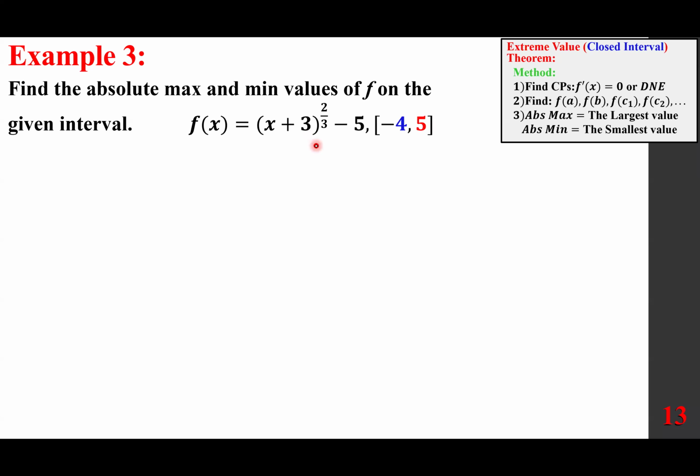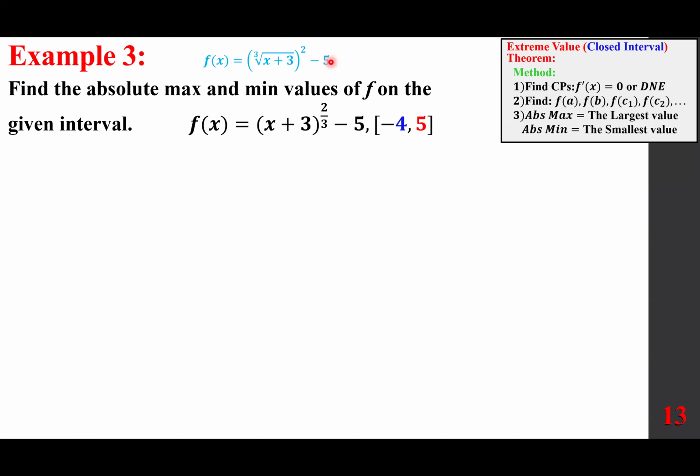What type of function is that? We are going to rewrite this. Remember, the denominator becomes the index and the numerator becomes the exponent. So f of x is the cube root of (x + 3) quantity squared minus 5. So what type of function is this?